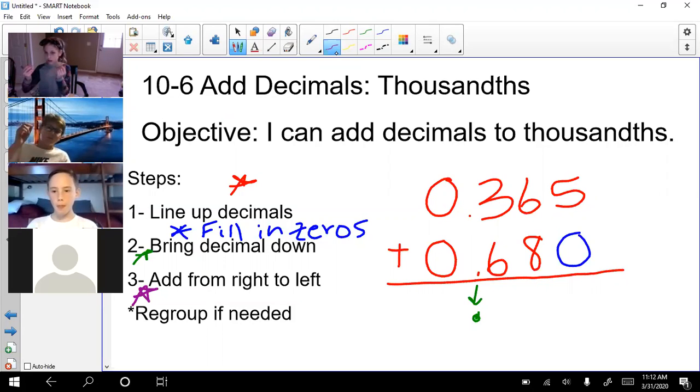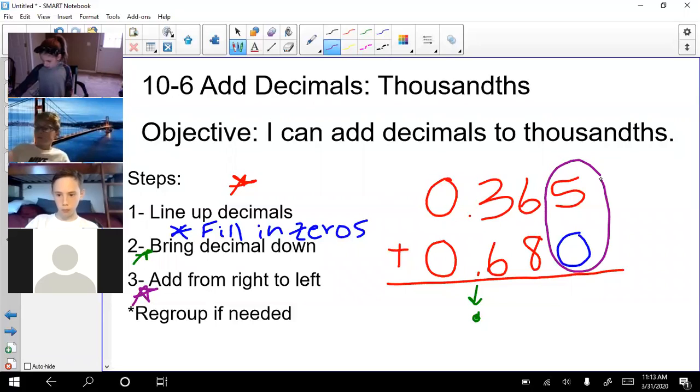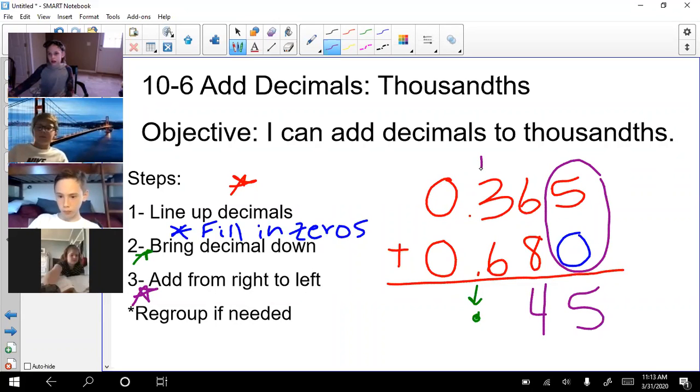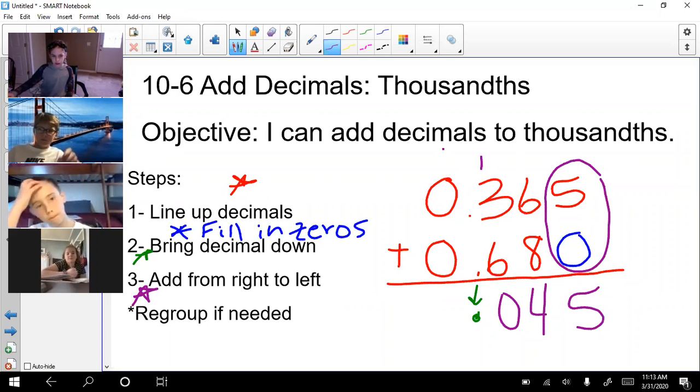Hey, Joe. All right. So I'm going to start all the way over here in the thousand spot. And I'm going to do 5 plus 0, which is 5. 8 plus 6, which is 14. Okay. Are we following along here? 6 plus 3 is 9, plus 1, 10. Carry the 1. To be 1 and 45 thousandths.